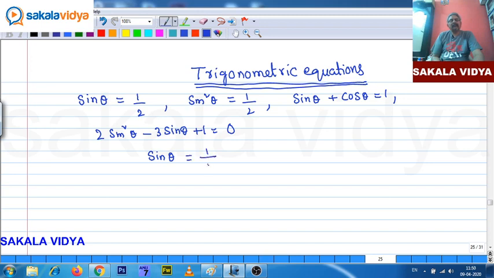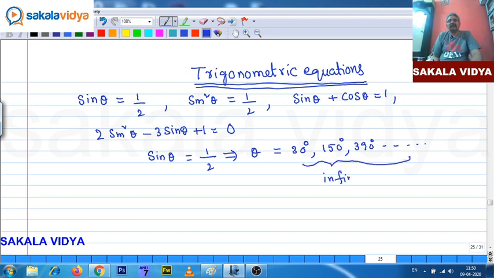So, for example, sin theta is equal to 1 by 2 means here theta values. What are the possible theta values here? 30 degrees, even 180 minus 30, that means 150 is also one of the angles. Next, 390 and so on. That means so many values. That means theta has infinite values. So, of all the values, 30 degrees will be the least value.